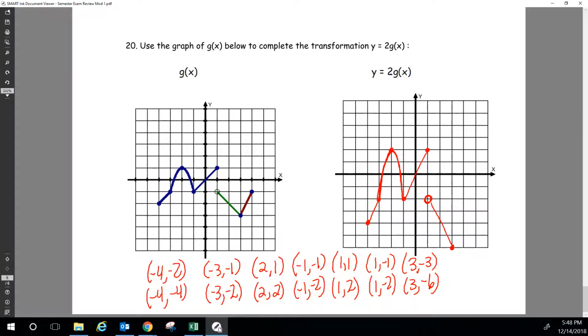And then finally (4, 1) would become (4, 2) when we multiply the y times 2. Ooh, (4, 2) is not there, it's up here, isn't it? Oh, nope, it's -1, that should be -2. It was right the first time. Still not right when I'm drawing this plot. And there we go.